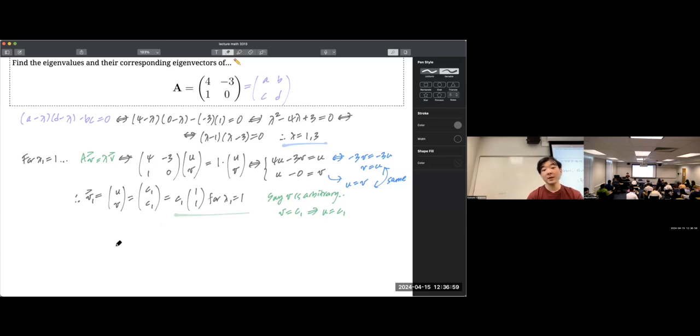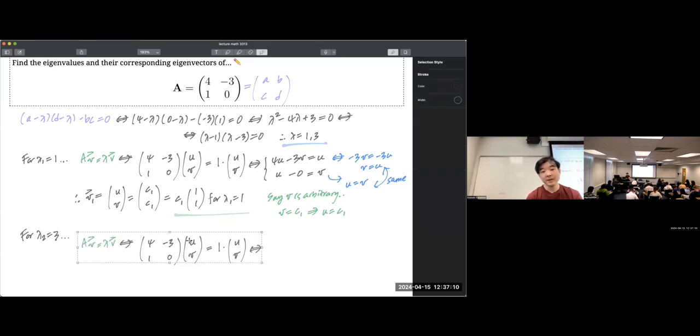For the other one, it's a similar process. So lambda 2 is equal to 3. You're going to build the same. I'm going to copy all of this because it's exactly the same equation with only one thing that's changed. This right here becomes a 3.